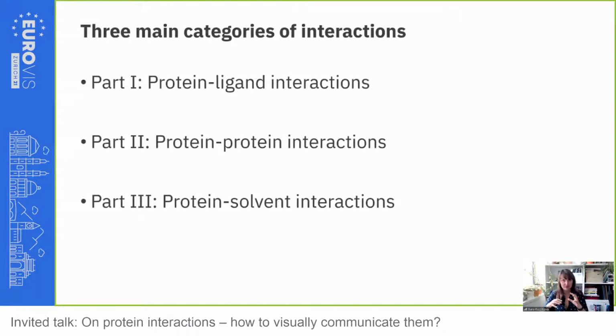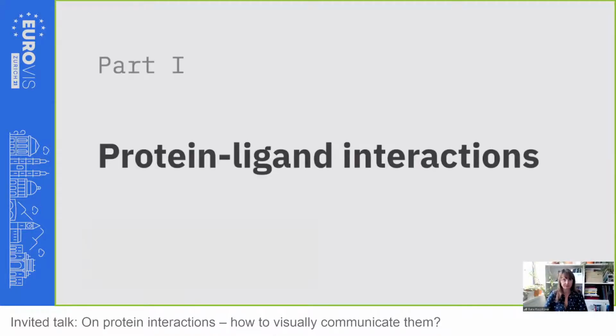And I decided to divide it into three main parts. In the first part, I will show a couple of examples of protein-ligand interactions. Then there will be smaller subparts: part 2, protein-protein interactions, and then protein-solvent interactions. So let's start with the first one, protein-ligand interactions.